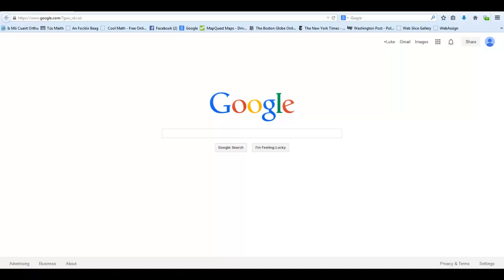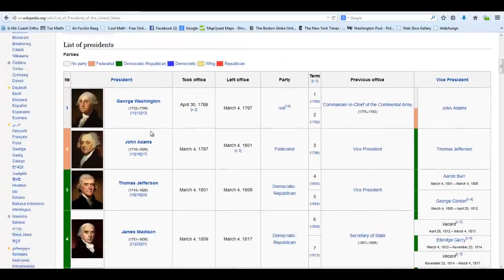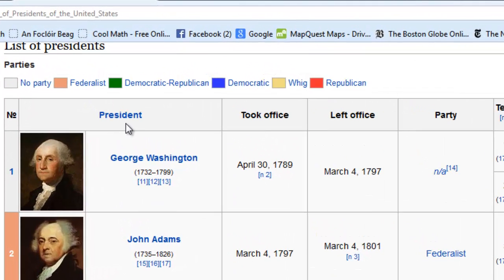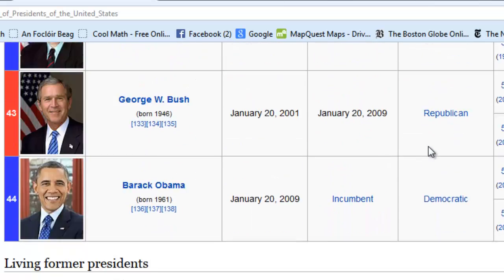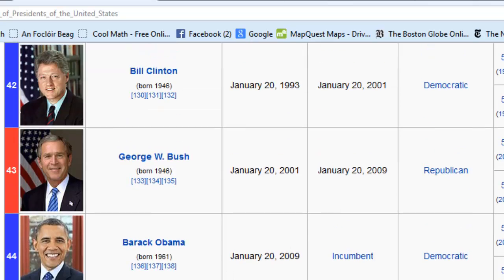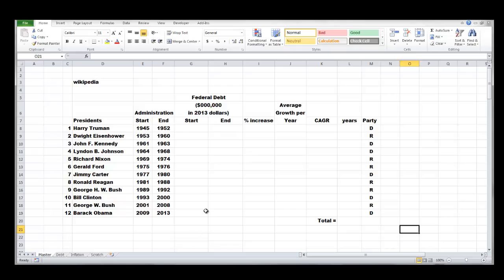So to start our data collection, we go to Google. And using this search engine, it's very easy to find a list of presidents on the Wikipedia webpage. This suits our needs perfectly because it gives the name of the president, the date that they took office and the date that they left office. It also gives the political affiliation for all 44 presidents, starting with President George Washington and ending with President Barack Obama. So with this, we're able to calculate a spreadsheet.